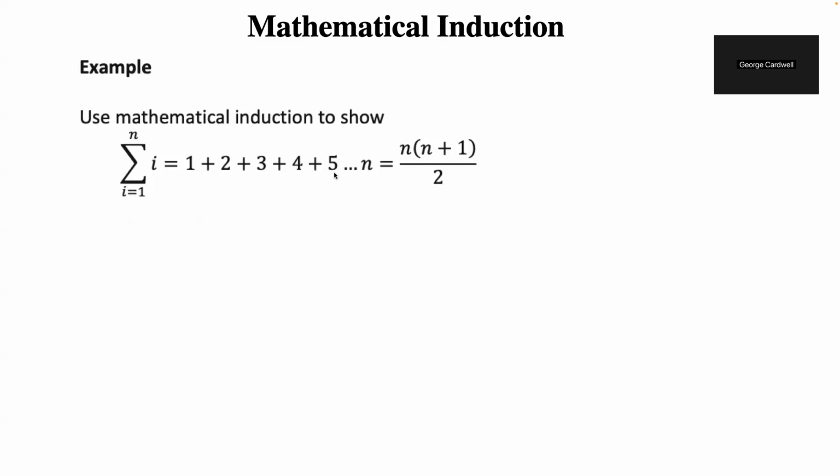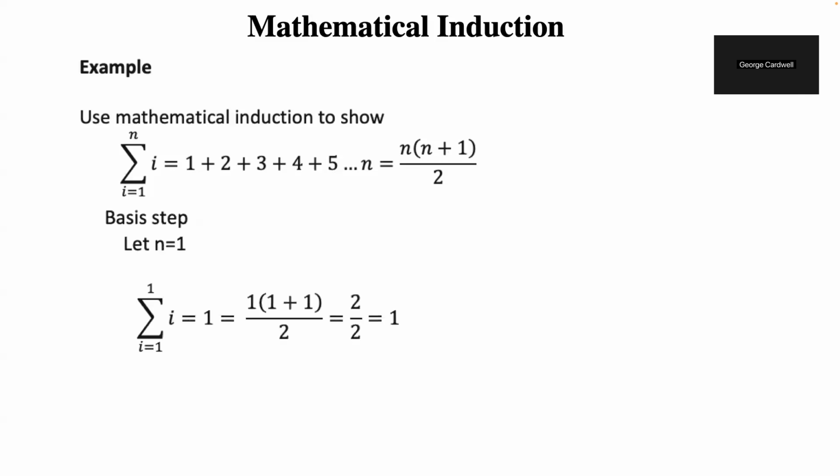So to do that, we have those two steps, 1 and 2, that I looked at earlier. Step 1 is called the basis step. Step 2 is called the inductive step. In this example, the basis step will be n equals 1. The sum from i equals 1 to 1 of i is just going to be 1.